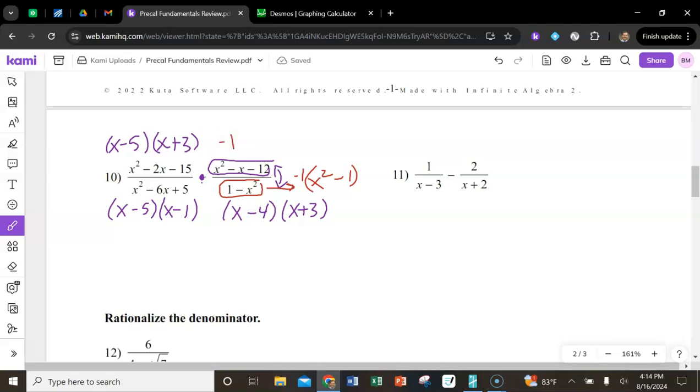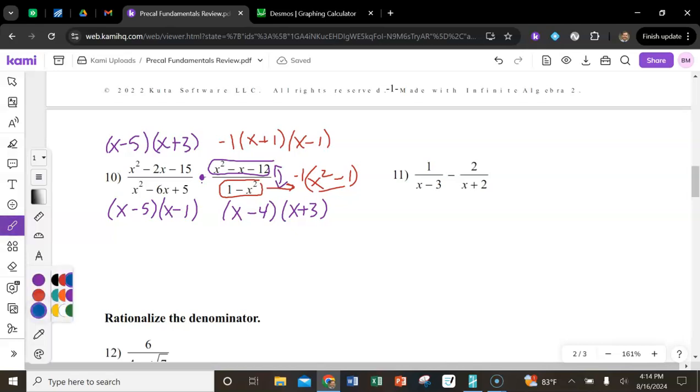So what I'm going to have here is negative 1 times, and then I can factor x squared minus 1 into x plus 1 and x minus 1. So that one's a little tricky there. If the number comes first and the variable is second with subtraction, flip those, but take out a negative 1 when you do that.